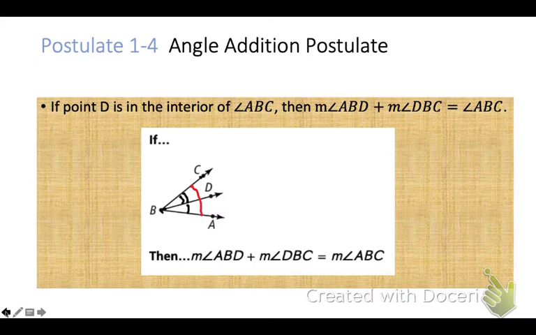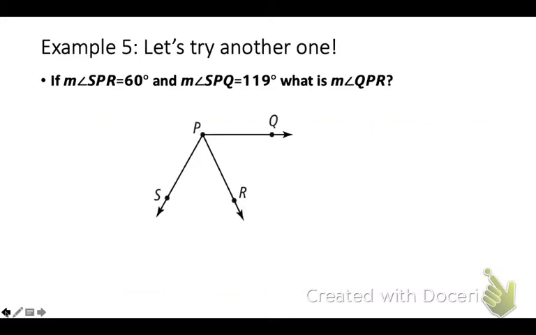Okay, do you guys have your rule written down? Okay, so let's do an example. So now I have SPR. So SPR right here is 60 degrees. And guys, on your homework, make a picture so you can write in it. It will help. It will.